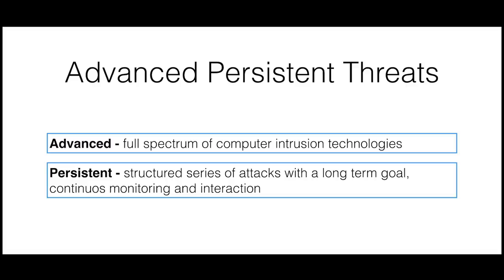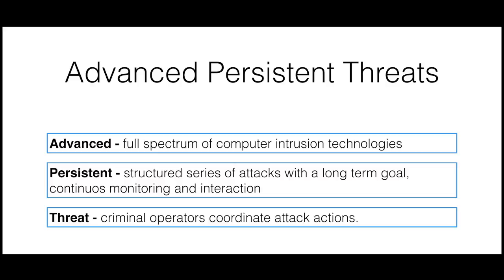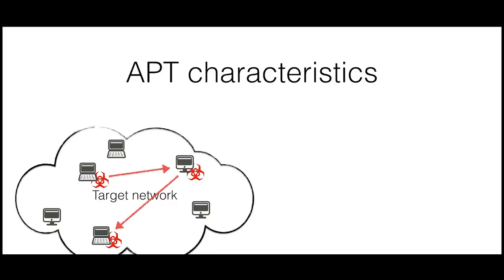The term persistence introduces a time factor. APTs are carried on in a structured manner that implies continuous and prolonged monitoring of the target. APTs are not a hit-and-go type of attack, but more a low and slow type. Finally, threat is a term used to indicate that we are dealing with a targeted attack with specific objectives that most likely involve a strong human intervention, as opposed to a scripted attack or malware.